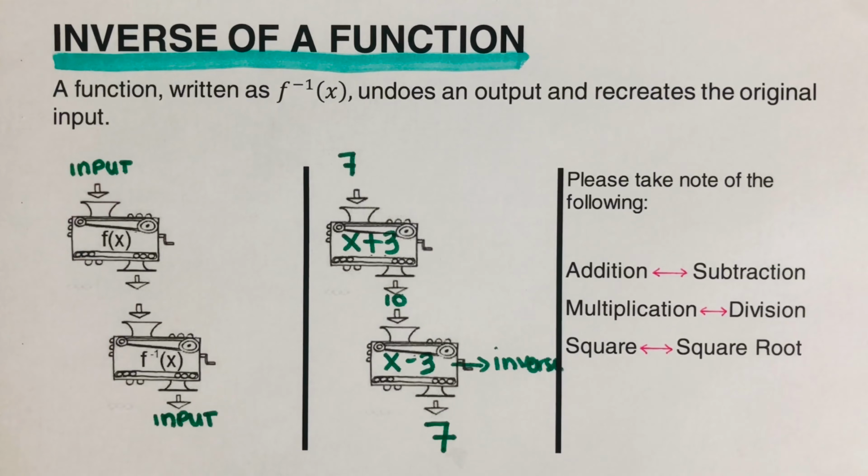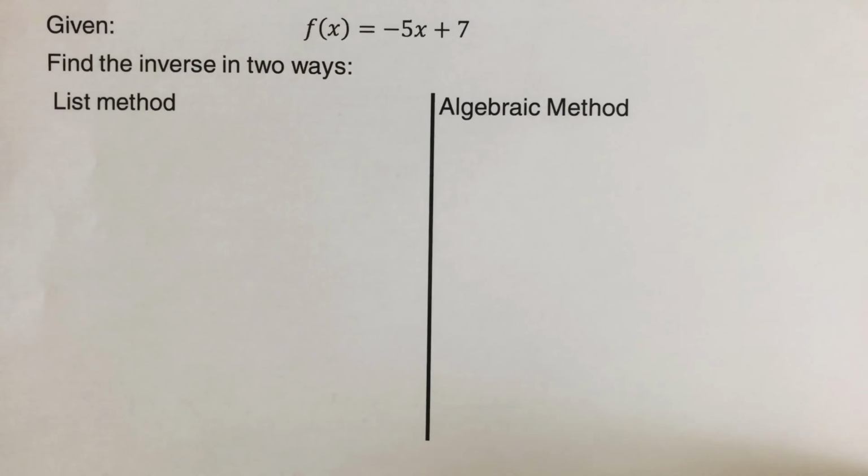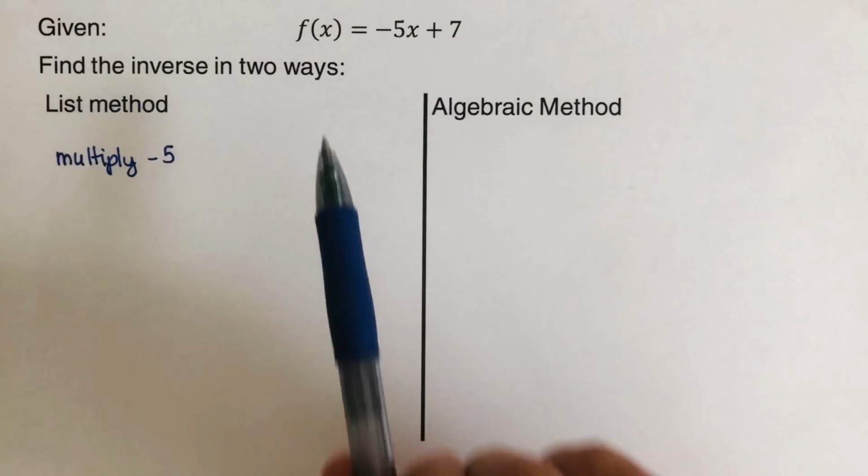Now let's have an example to better understand how we determine the inverse of a function. Let's take this first example. We're going to do two methods in finding the inverse. The first method is the list method and the second method is the algebraic method. Let's take this first function: f of x is equal to -5x plus 7. We're going to do the list method first. If we have a value of x, let's say x is 3, what are we going to do so that we can solve for y? These are the steps we have to do in order to solve for y.